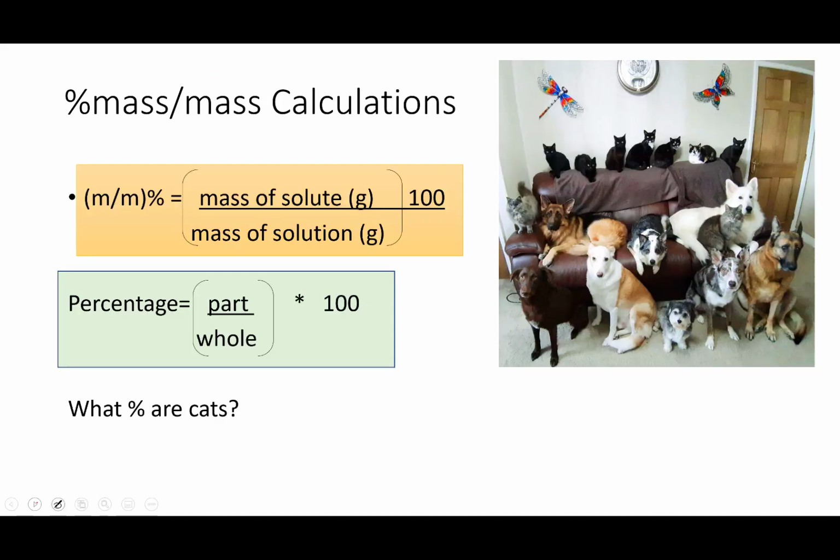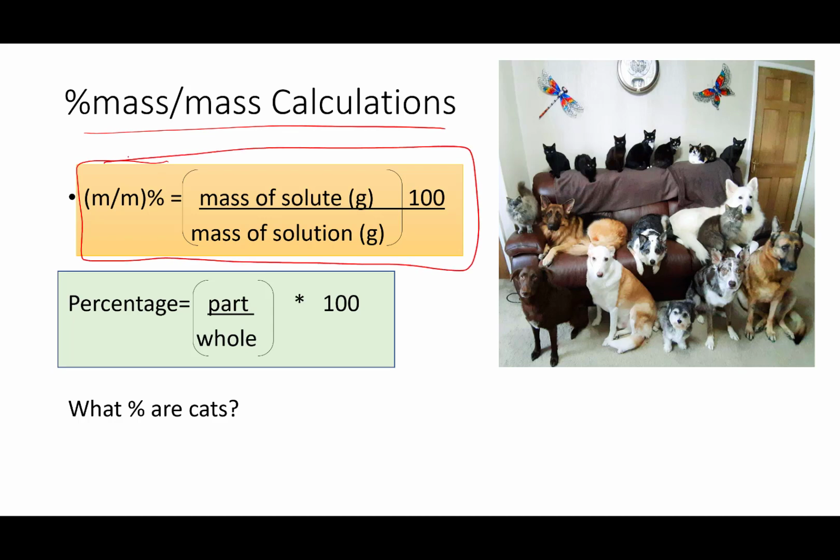Now, the equation you need to write down and make sure you have access to for the upcoming quiz and for the study guide is this. The calculation for percent mass is this one. The percent mass is the mass of the solute in grams divided by the mass of the whole solution in grams. Divide both of those out, then multiply by 100.